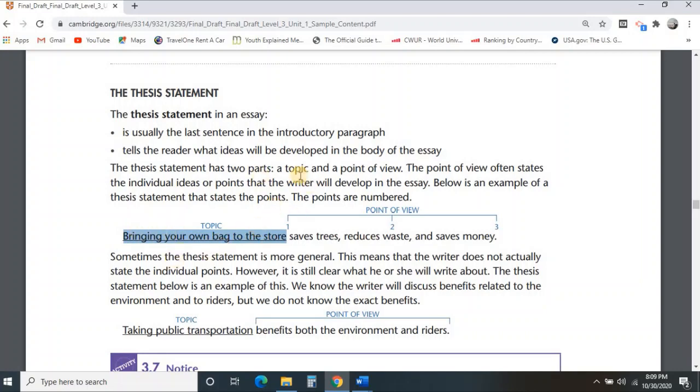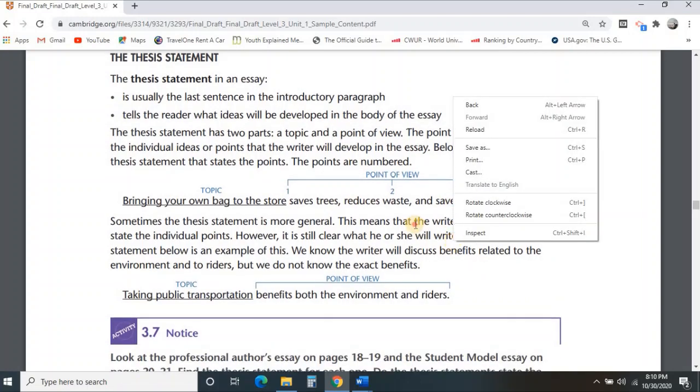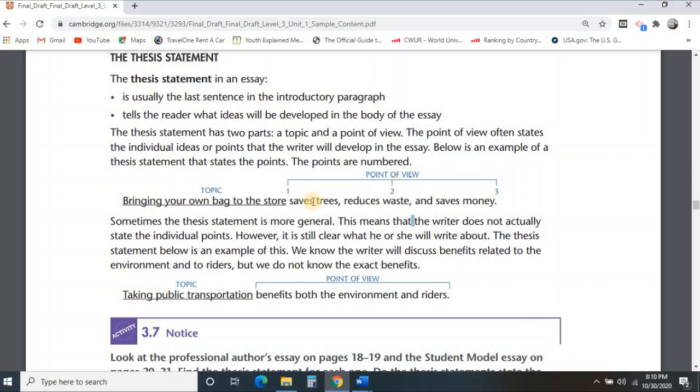Now, how would I answer this prompt or topic? What are the advantages of bringing one's own bag to the store? So, when creating a thesis statement, I have to include the topic in my thesis plus my own point of view, my own opinion, my own attitudes about this topic. It saves trees, reduces waste, and saves money. This type of thesis statement is called a closed thesis statement because we have mentioned all the points that should be discussed in the thesis. So it's closed. I cannot add any more points to this one.